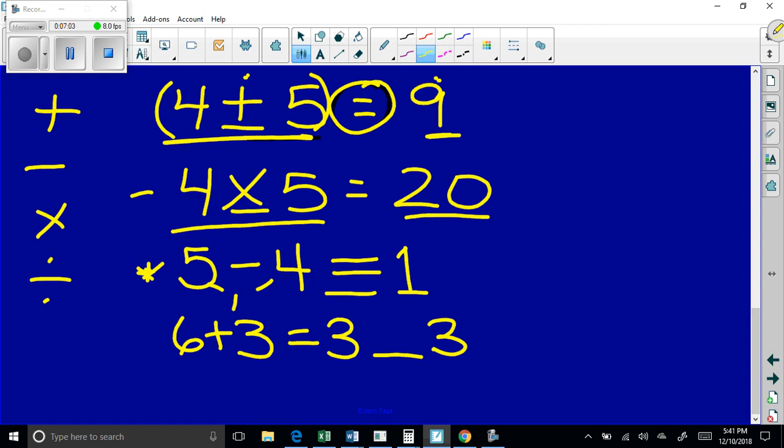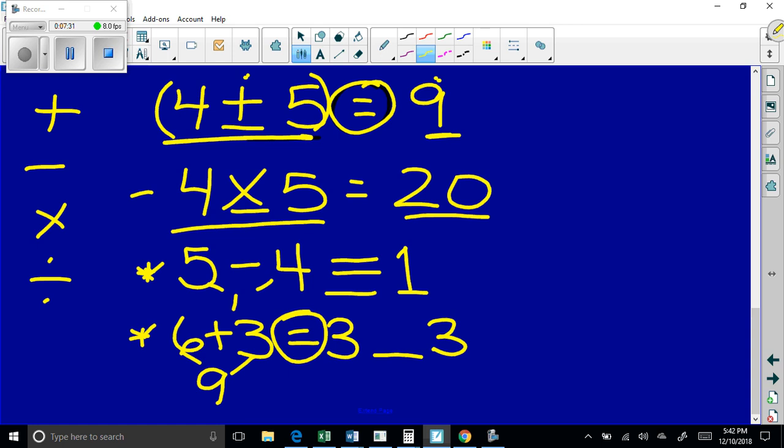And this bottom one, really quickly, I have 6 plus 3 equals 3 blank 3. And so my job is to make sure both sides are the same based on the equal symbol. So I'm going to add this side. 6 plus 3 is 9. And that's what I need to make this side. So what can I do to 3 and 3 to make sure that it equals 9? So I could add it. 3 plus 3 is 6. So that doesn't give me an equation. It gives me an inequality.